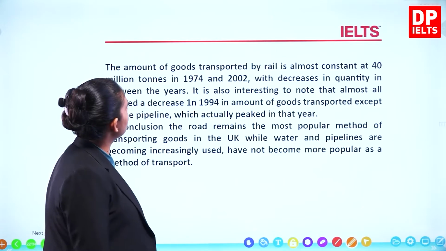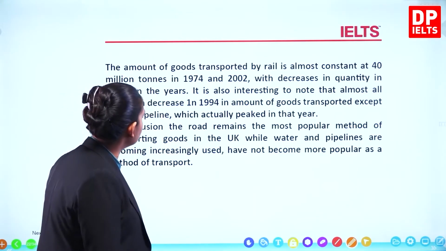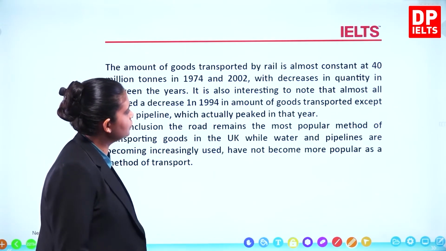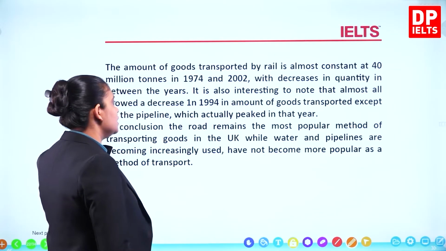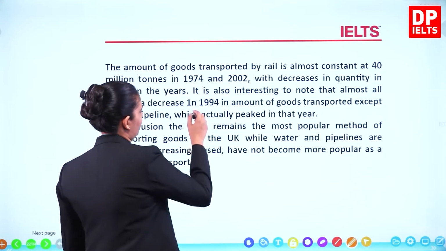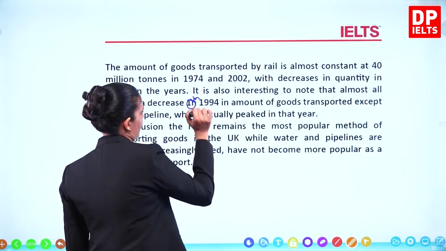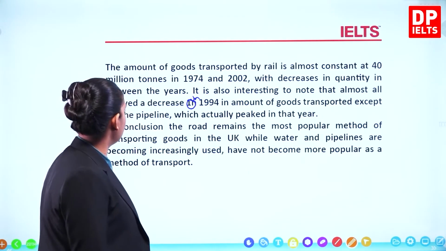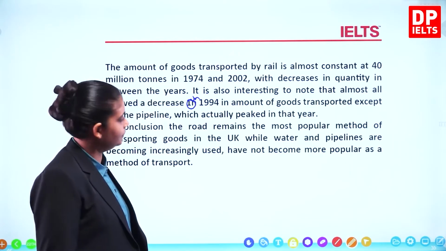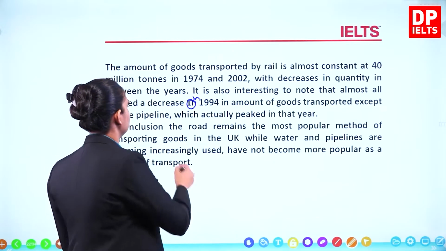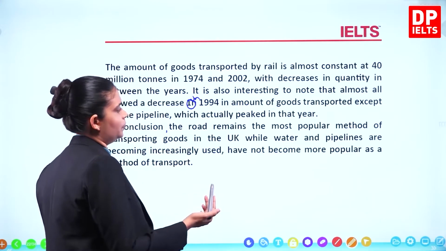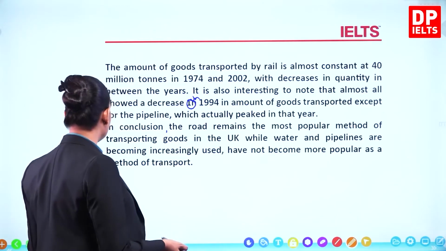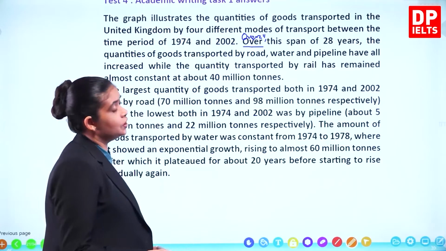The amount of goods transported by rail is almost constant, with decreases in quantity between the years. It is also interesting to note that almost all showed a decrease in, I think, so there's a little error here, right? The student wrote in 1994 in amount of goods transported except for pipeline, which actually peaked at that year. So in conclusion is what the student has written, but you know, we don't need a conclusion. But saying so, the student has written a conclusion and the student has used good language.